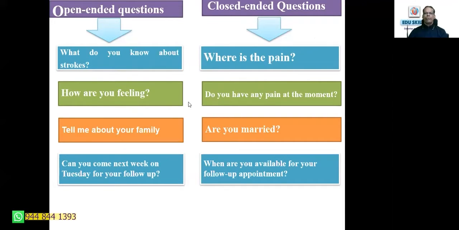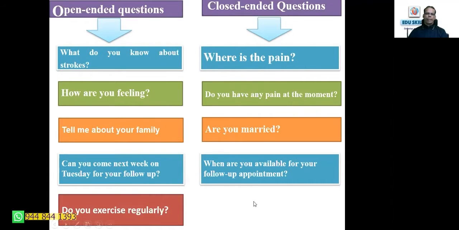That is a closed-ended. How are you feeling? Do you have any pain at the moment? There's a closed-ended question. Tell me about your family. Are you married? So these are the two types of questions. Can you come next week on Tuesday for your follow-up? When are you available for your follow-up appointment? When means immediately they have to say Tuesday or day after tomorrow or Wednesday or Thursday. So closed-ended questions give no chance of detailed explanation. Yes or no answer is expected, whereas open-ended questions allow the patient or the patient caretaker to speak in detail.